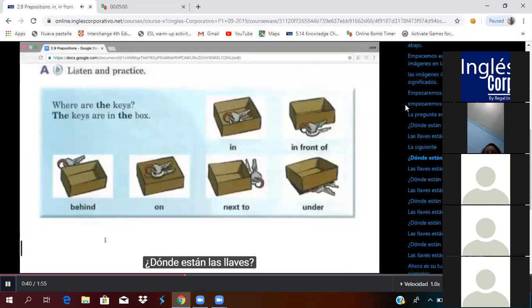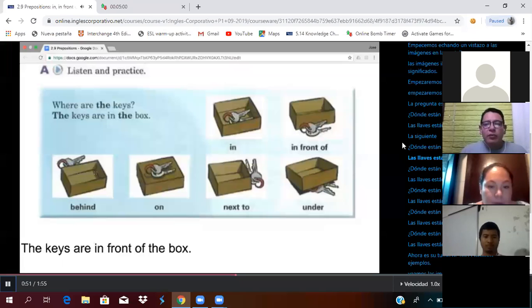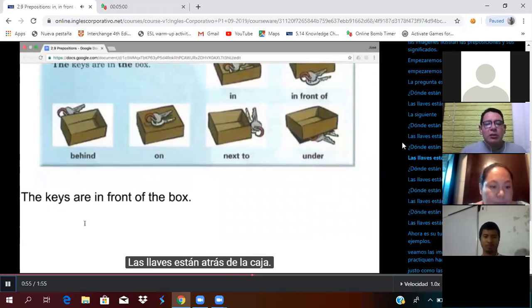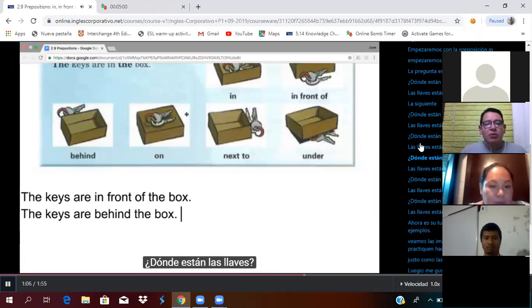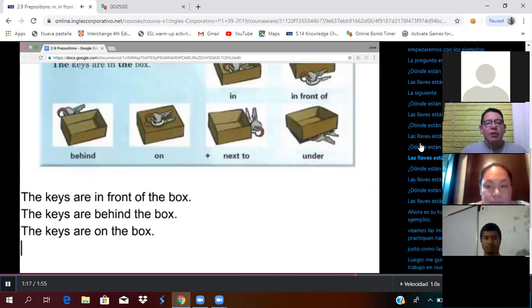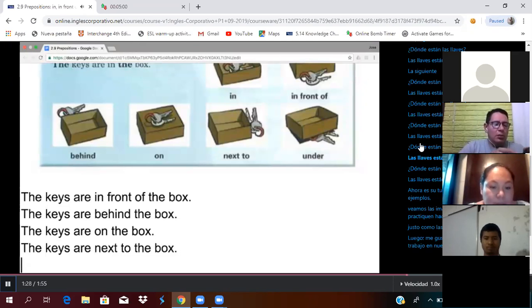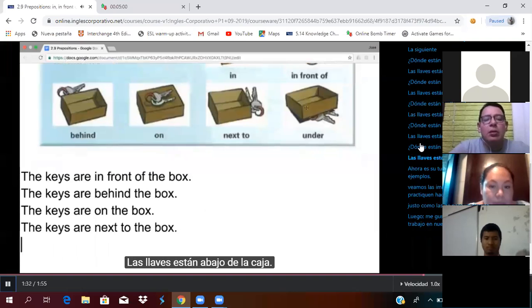The next one. Where are the keys? The keys are in front of the box. Where are the keys? We can see the keys are behind the box. The keys are behind the box. Where are the keys? The keys are on the box. Where are the keys? The keys are next to the box. Where are the keys? The keys are under the box.